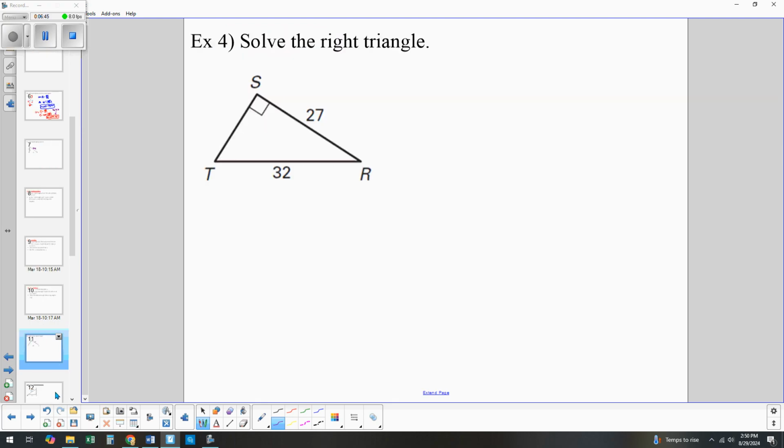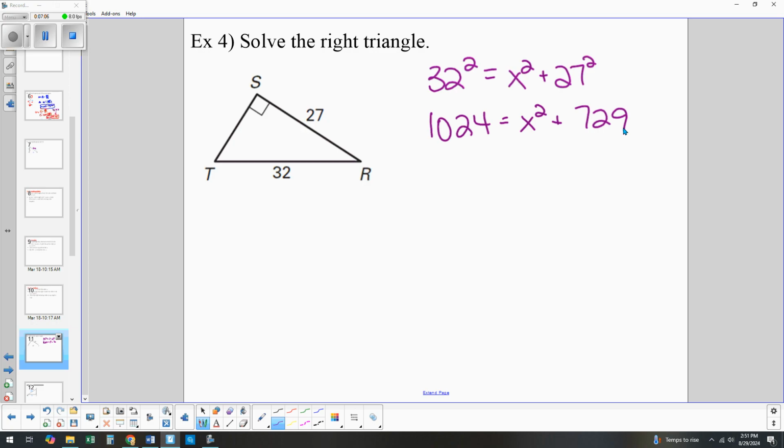So for example 4, this is a scenario where I'm given two sides. So we're going to do Pythagorean theorem to find the third side. This is my C. So it's going to be 32 squared equals x squared plus 27 squared. So 32 squared is 1024. 27 squared is 729. 1024 minus 729 is 295. And when I take the square root, I get 17.18. I'm not going to write X because in the picture it was ST equals 17.18.